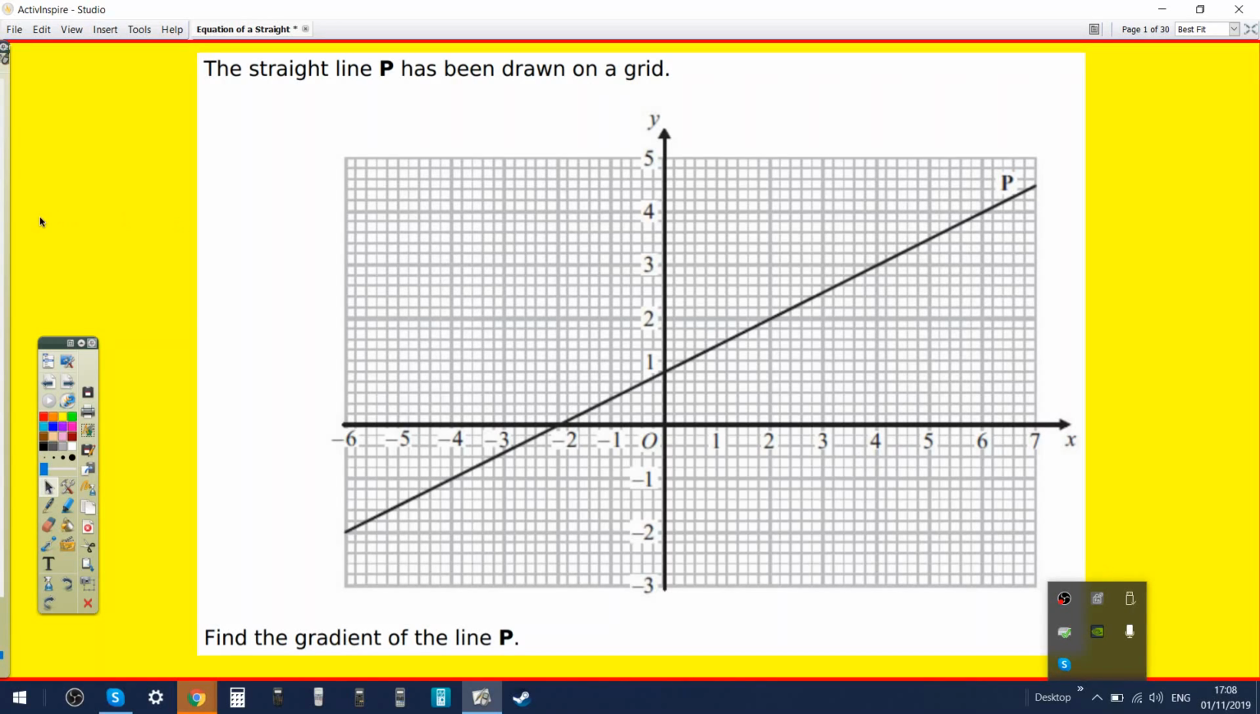It's like how many up over how many right. Okay, so it's y over x then. Kind of, yeah. So 1 divided by minus 2 is minus 0.5, I think. Yeah, minus a half.